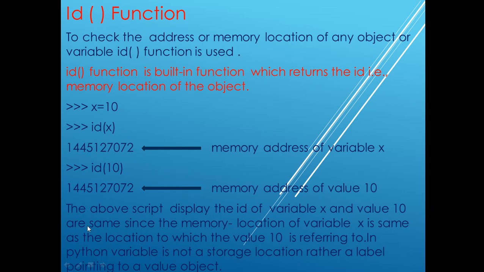I will come back to this very point, what a variable is and what a memory location is, again. But at this point, just think about how to check the address or memory location of any variable or any value. With the help of the id function we can do so. Clear? And this is the code, so you can apply it practically.